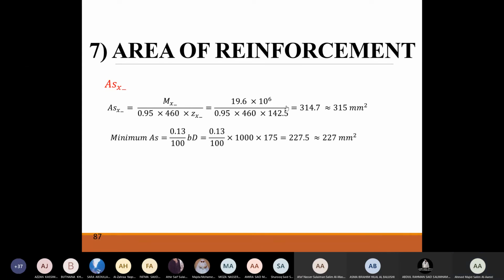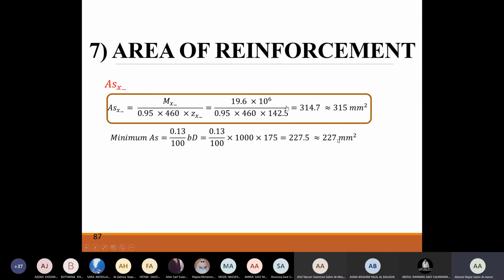Just wait. Okay. So we have minimum As 0.13% multiplied by b multiplied by D capital according to the code. B is the width. Our width is 1000 and our depth is 175. So you can see that our As is more than the minimum. So we are going to take our As. You cannot take something lesser than the minimum. The minimum is the lowest value to be taken.